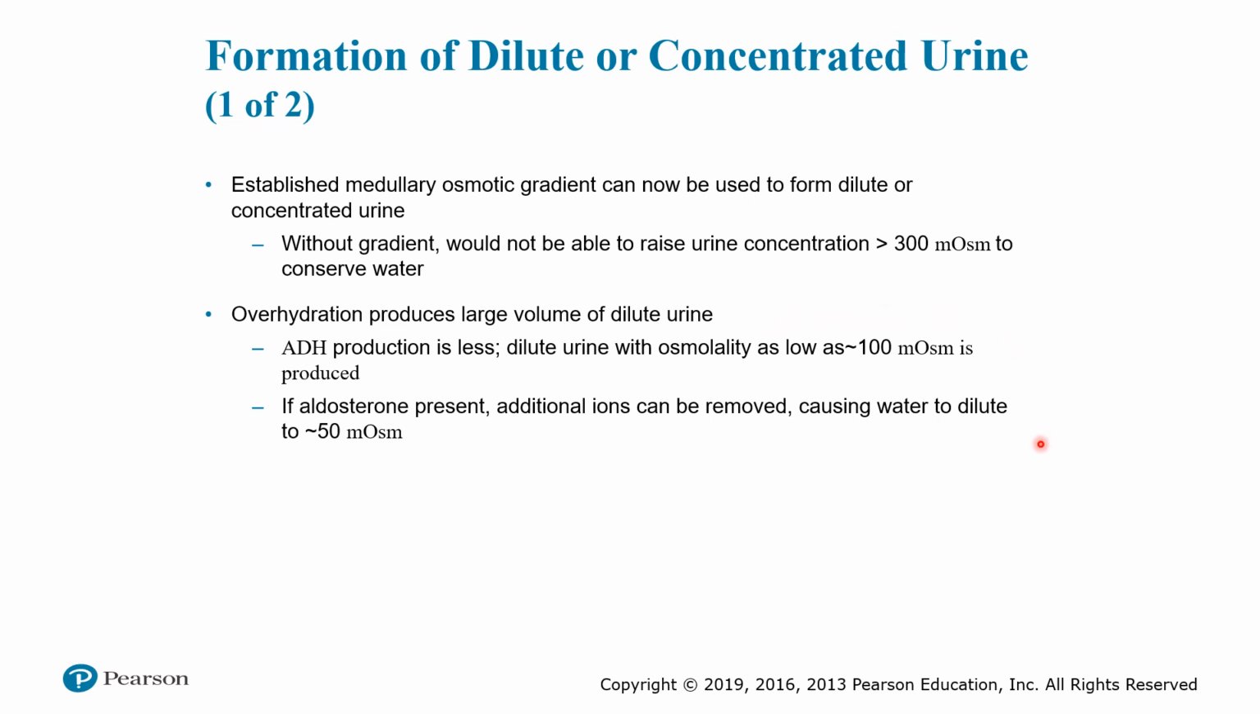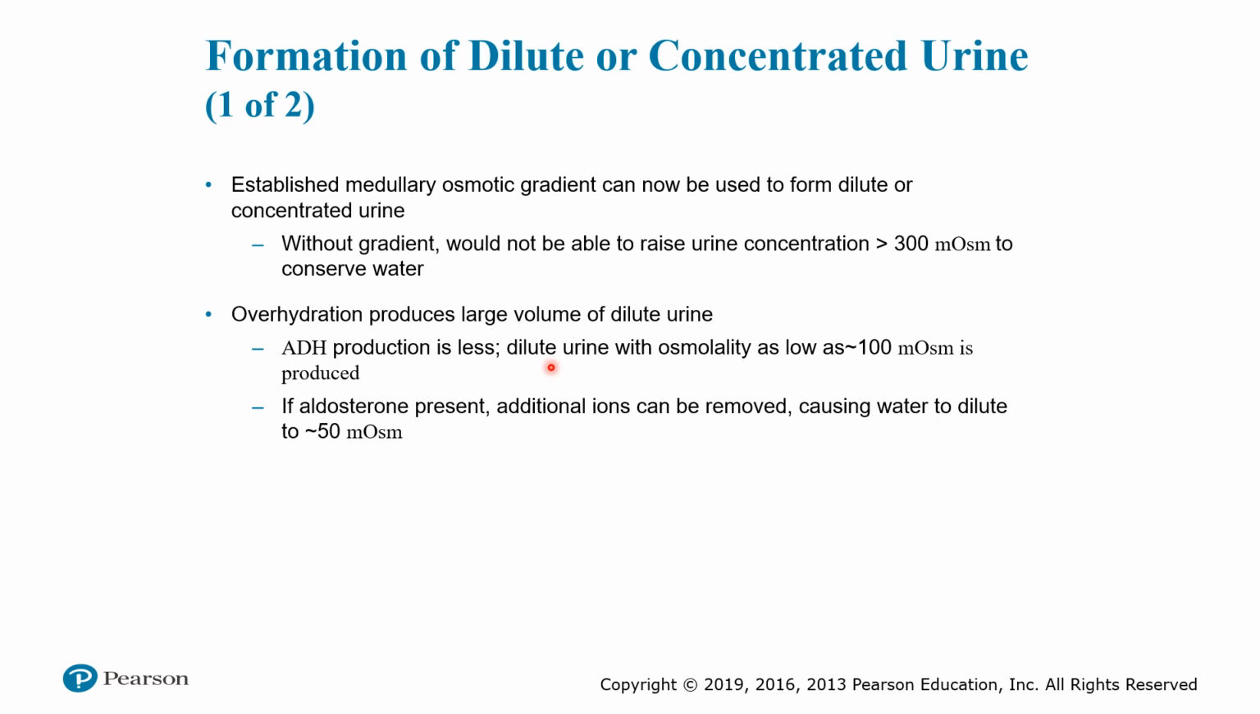Now our hormones, antidiuretic hormone and aldosterone, come into play. When antidiuretic hormone production is less, dilute urine with osmolality as low as 100 milliosmol is produced, because we know antidiuretic hormone, what does it do?